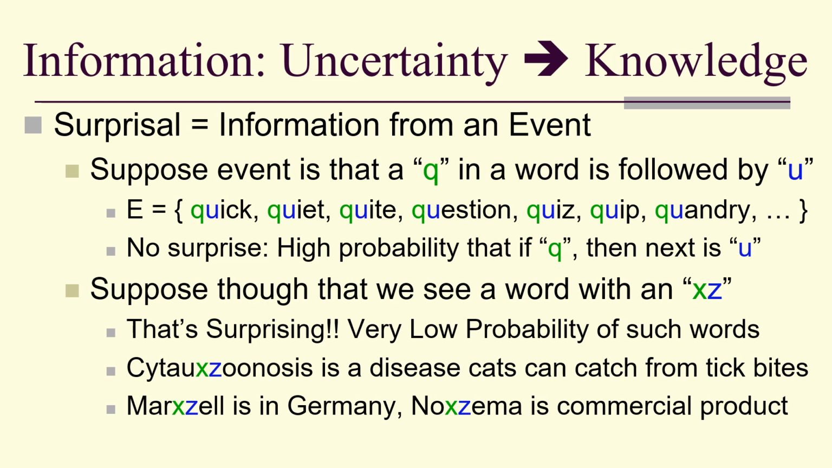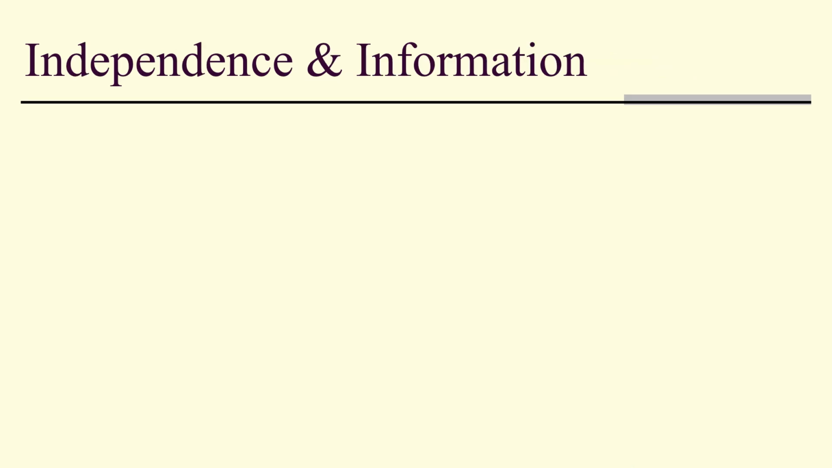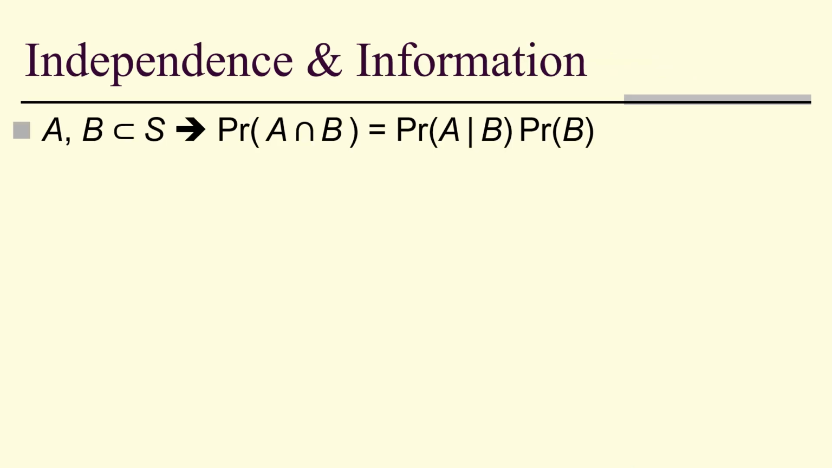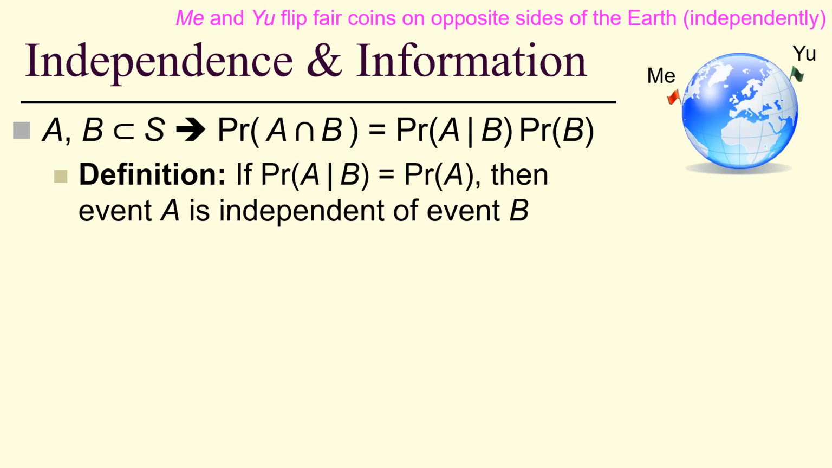But it's surprising that we saw even one single word with an XZ. That is, surprisal increases as probability decreases. So let's look at this in terms of independence and information. Remind you real quickly what independence is. That's where the conditional probability of A conditioned on B is equal to the probability of A.